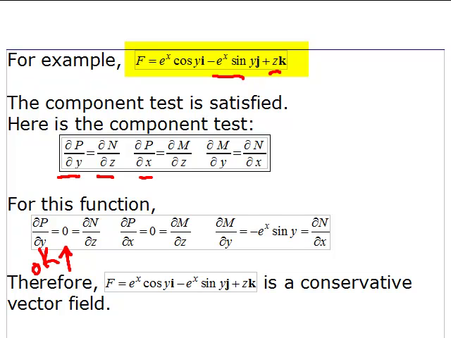Move over. Take p with respect to x and compare it to m with respect to z. P with respect to x is 0. M with respect to z is 0. This one's okay. The third one: take the derivative of m with respect to y and you get negative e to the x sine y. Take the derivative of n with respect to x and you get negative e to the x sine y. They are equal. All three parts of the component test hold. Therefore, this vector function is a conservative vector field.